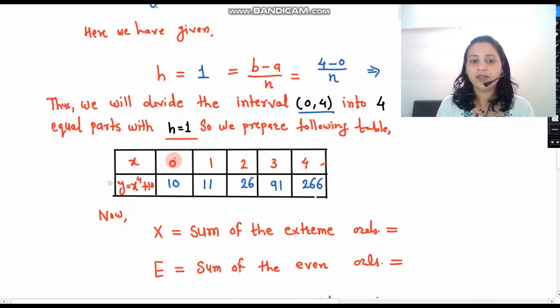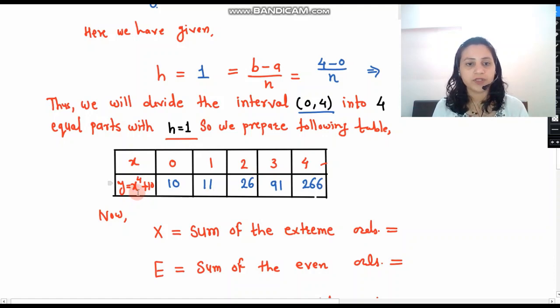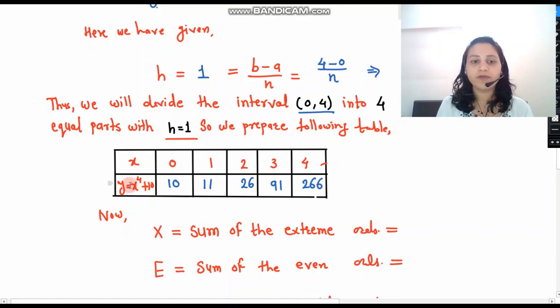So here x and y. The values of x are from 0 to 4, intervals: 0, 1, 2, 3, 4, and we substitute 0, 1, 2, 3 and 4 in the given formula, x raised to 4 plus 10, and find the corresponding values. When I substitute 0 here, 0 raised to 4 plus 10, that means 10. For 1 we get 11. When we substitute 2, 2 raised to 4 plus 10, we get 26 and so on, right?